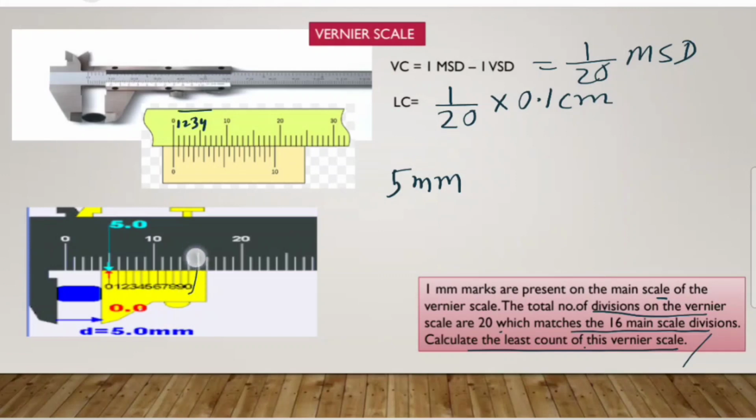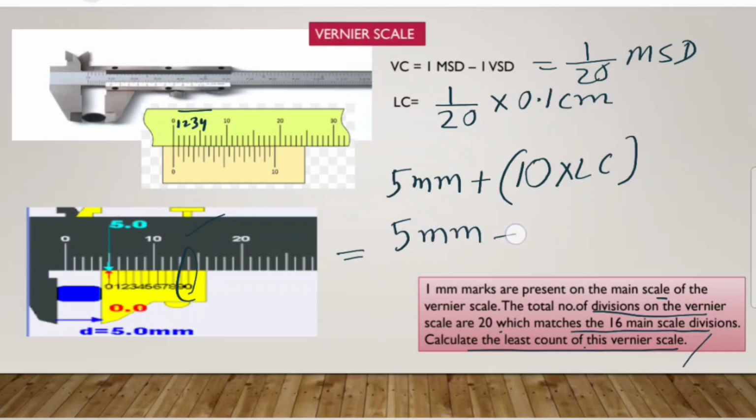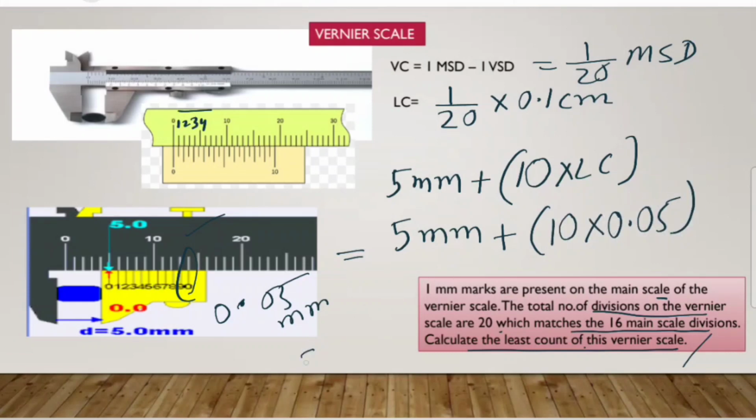So to get the final value, what we have to do is take the number of markings in the vernier scale that matches with one of the markings in the main scale and multiply it with the least count. Let us consider for the moment that the least count of this instrument is 0.05 millimeter. So we have to multiply this 10 with 0.05 millimeter, and we will get our answer as 5 plus 0.5, that will become 5.5 millimeter.